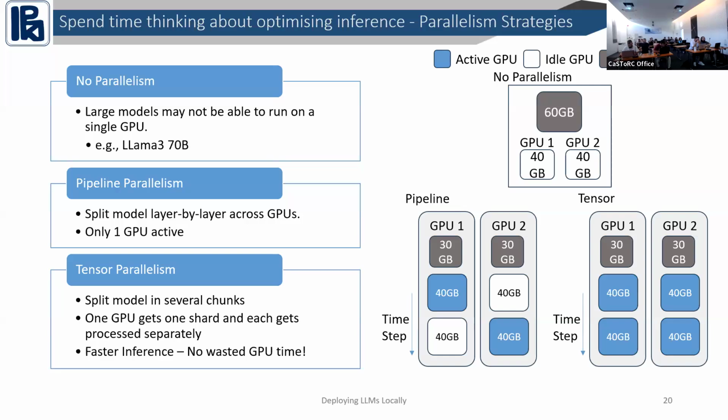And the other approach is using tensor parallelism. Effectively, you can split your model into several chunks. Each GPU gets a different shard and is processed separately. And the idea is that you can now utilize the GPUs at the same time, and then you can split the model, let's say, from 60 gigabytes into 30 gigabytes and 30 gigabytes, and you can process it on multiple GPUs and so on, faster and without wasting any GPU time.